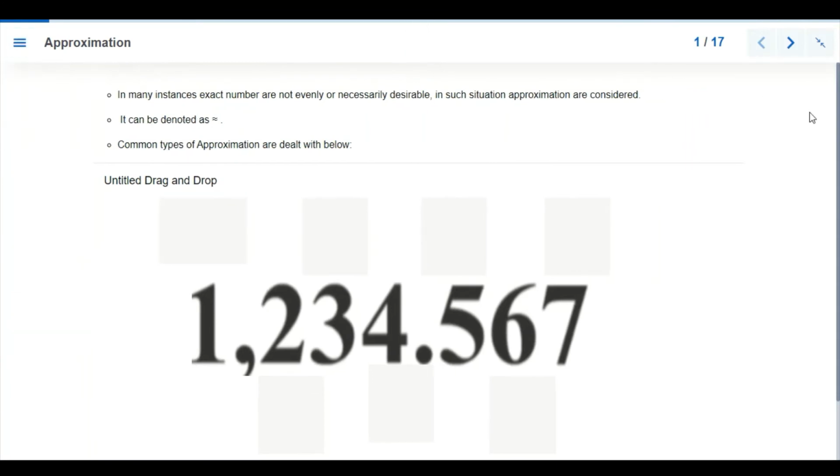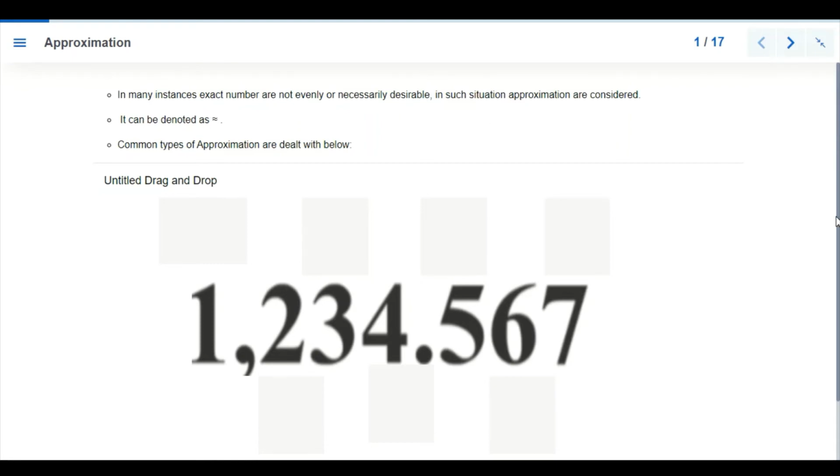Hello, everyone. We're going to be looking at a topic which is approximation, and I have my slide here, and we're going to be explaining through this slide. So, approximations are the exact number of figures, and we can denote the sign as this.